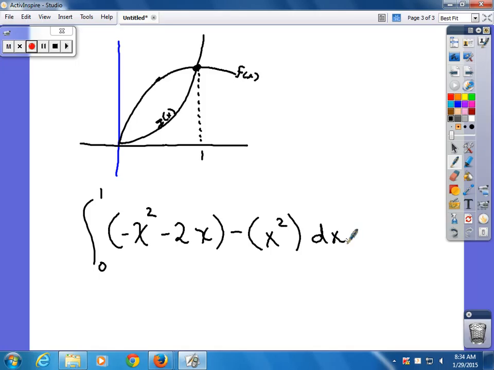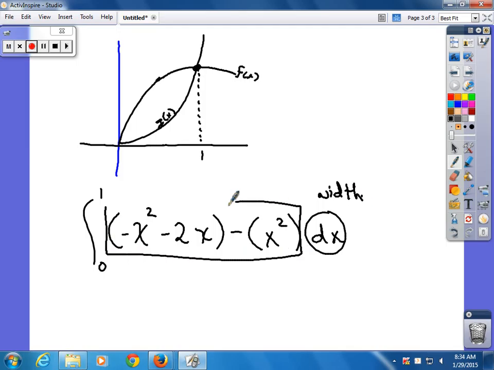Alright? You always got that dx. Because what is dx? That's the width of your strip. This is your width of your strip. And what is this? Or this is your base. What is this? What's the height?